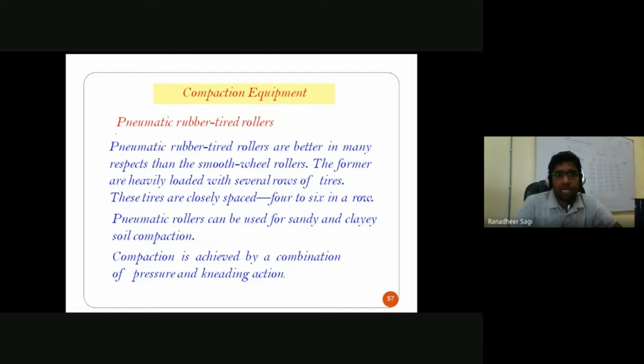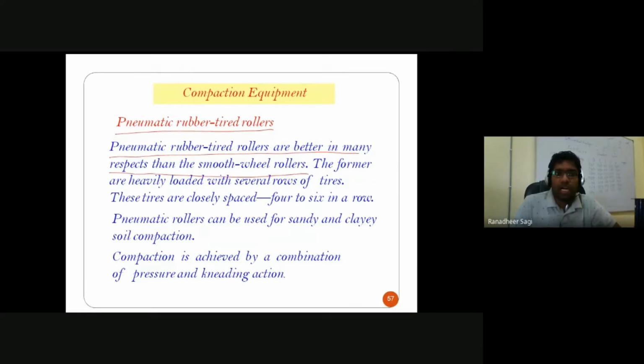Next is pneumatic rubber tired rollers. Whenever you want more pressure to be transferred onto the ground in order to achieve higher densities, in such cases it is preferred to go for pneumatic rubber tired rollers. You have rubber tires which exert excess pressure on the ground, and due to that a higher amount of compaction can be achieved. So pneumatic rubber tired rollers are better in many respects than the smooth wheel rollers.